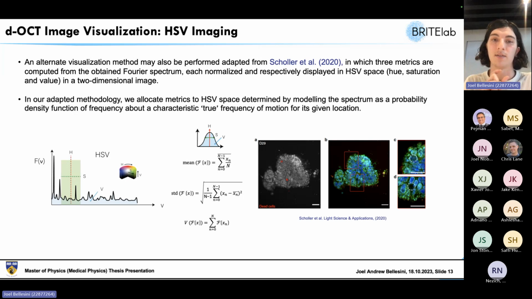The width about this mean value, which is the spectral variance about this mean, was then displayed as the saturation, or essentially the strength of this color, or the vibrance. And then the value, which is simply the intensity or the integral under the curve of our Fourier spectrum, was denoted as the brightness or the value channel in our HSV image.